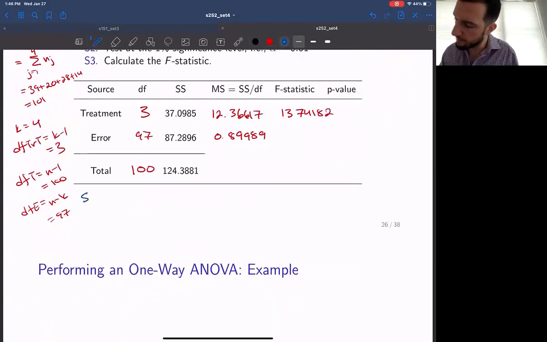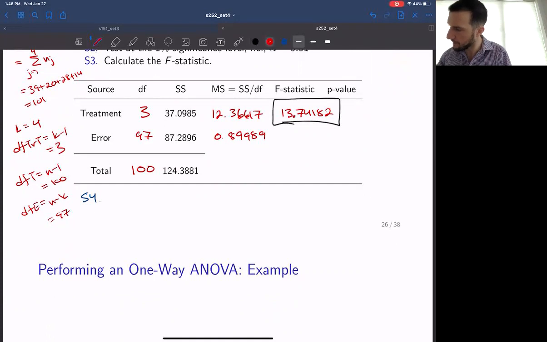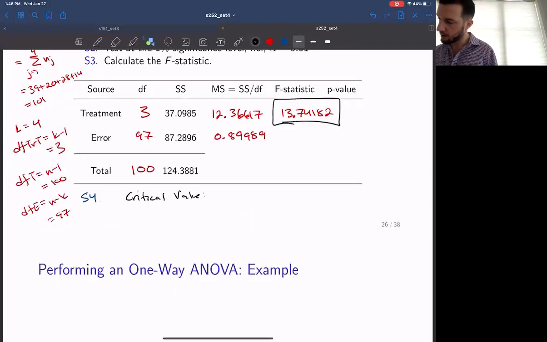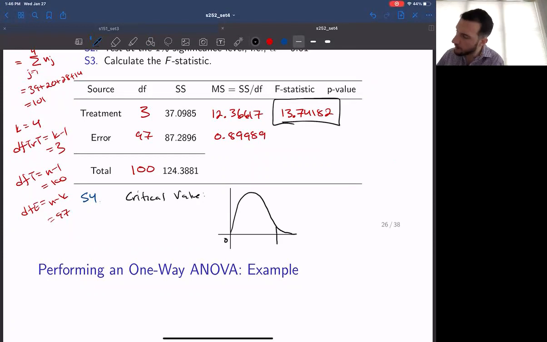Okay, so now we have our test statistic, 13.74182. So on step 4, we can take the critical value approach, or we can take the p-value approach. If we take the critical value approach, we start by sketching our F curve. Right. Our F critical value is going to be a value on 3 and 97 at 0.01.